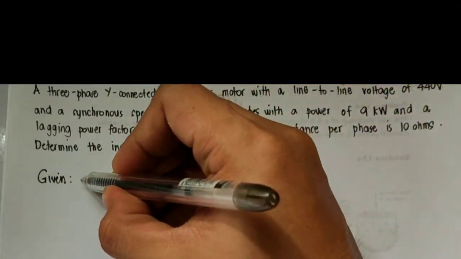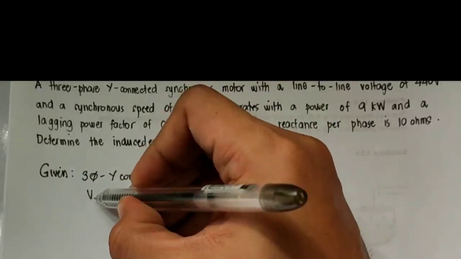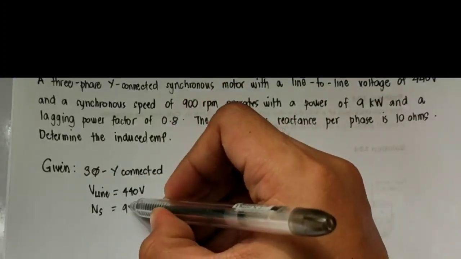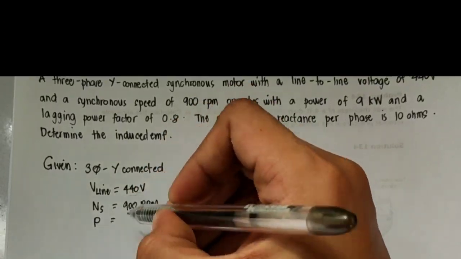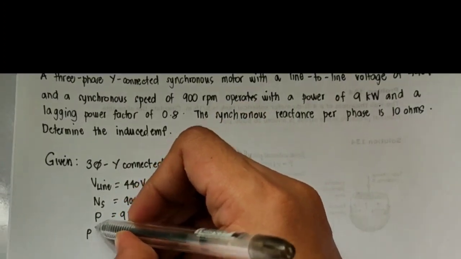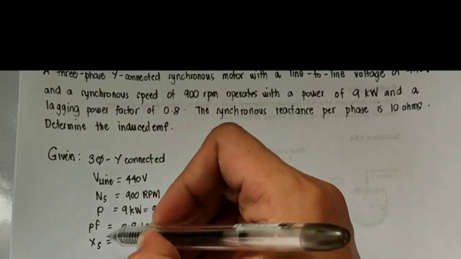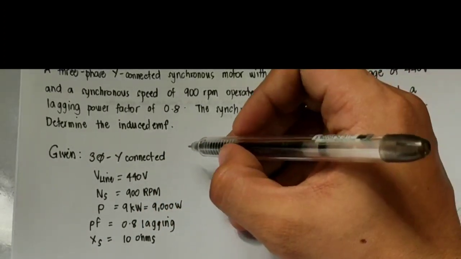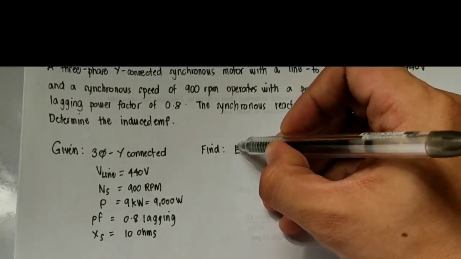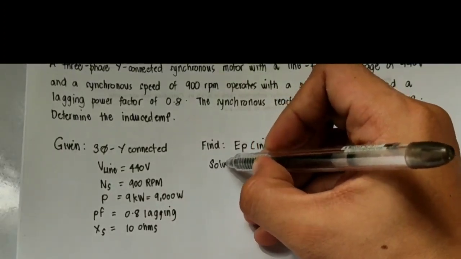The problem states that it has a three-phase Y-connected synchronous motor. Then the V line is 440 volts. The synchronous speed is 900 RPM. Power is 9 kilowatts, which is also 9,000 watts. The power factor operates at 0.8 lagging. Then the synchronous reactance is 10 ohms. We must find or determine the induced EMF, which is EP. That is the induced EMF.